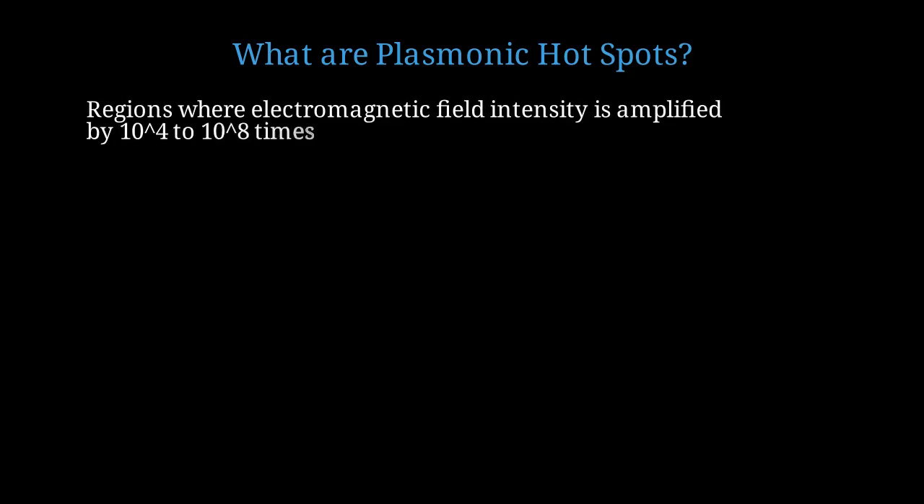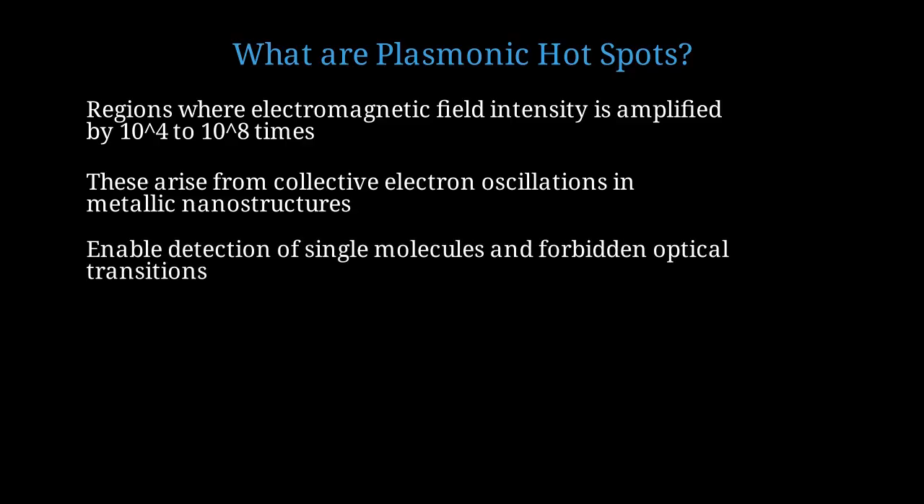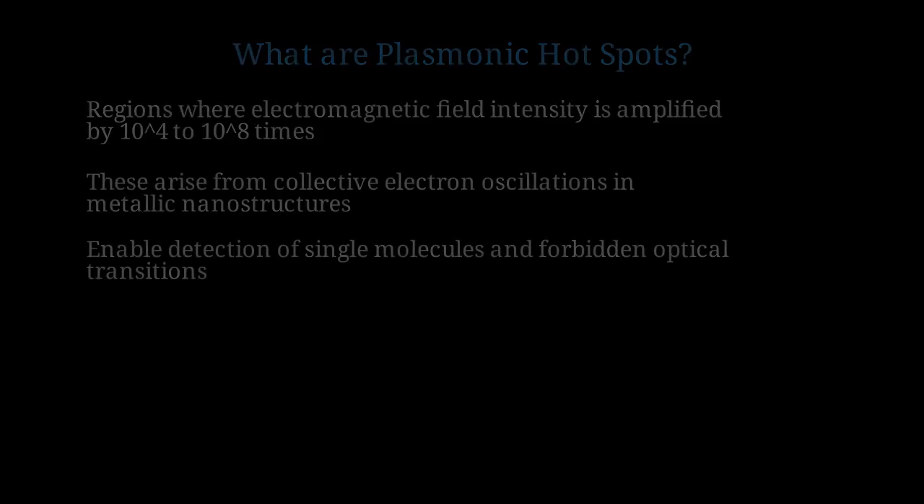Plasmonic hotspots are nanoscale regions where the electromagnetic field intensity can be amplified by factors ranging from 10,000 to 100 million times compared to the incident field. These extraordinary enhancements arise from collective oscillations of conduction electrons in metallic nanostructures, which we call surface plasmons. The field enhancement is so strong that it enables detection of single molecules and can even drive optical transitions that are normally forbidden by quantum mechanical selection rules.